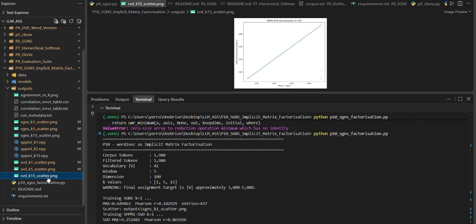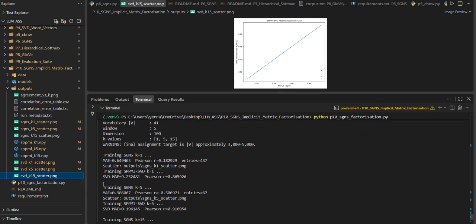The effect of negative samples, k equals 1, 5, and 15. Increasing k changes the theoretical shift by minus log k. Therefore, changing the number of negative samples changes the target matrix that SGNS is expected to implicitly factorize. The correlation and error measurements are used to determine whether the empirical results follow the prediction.